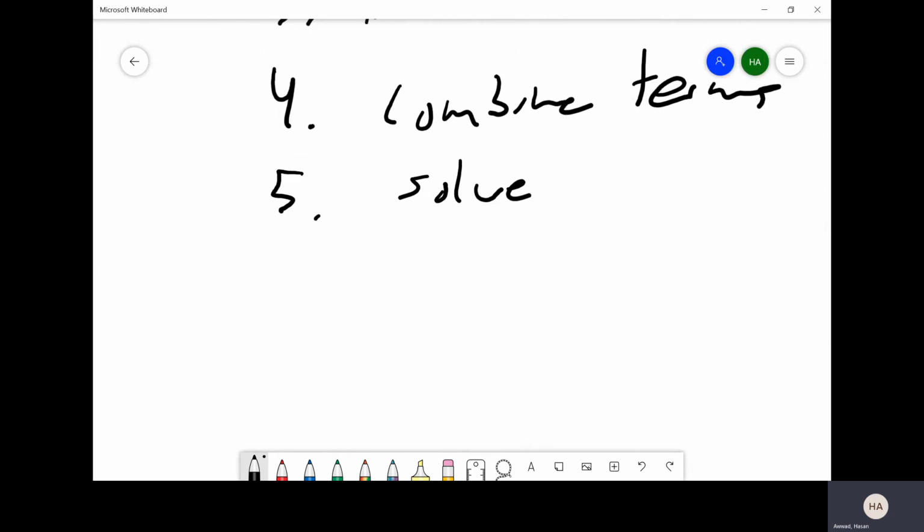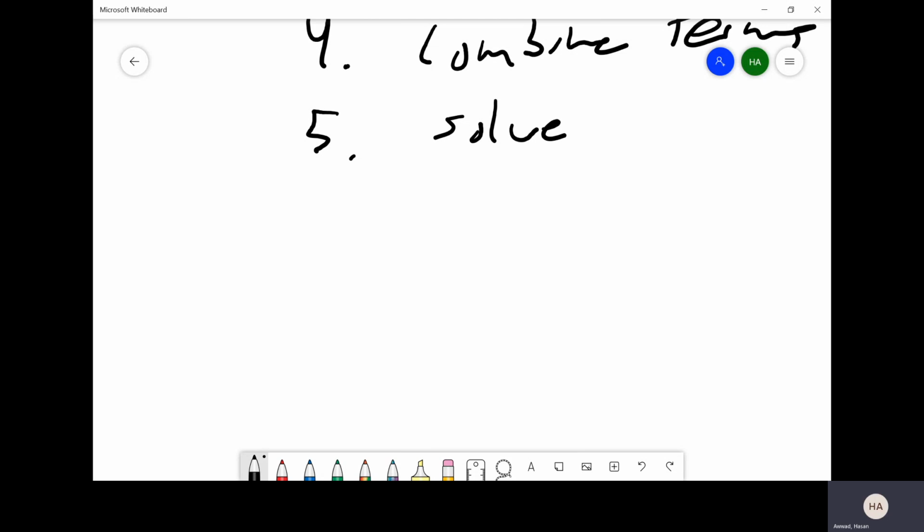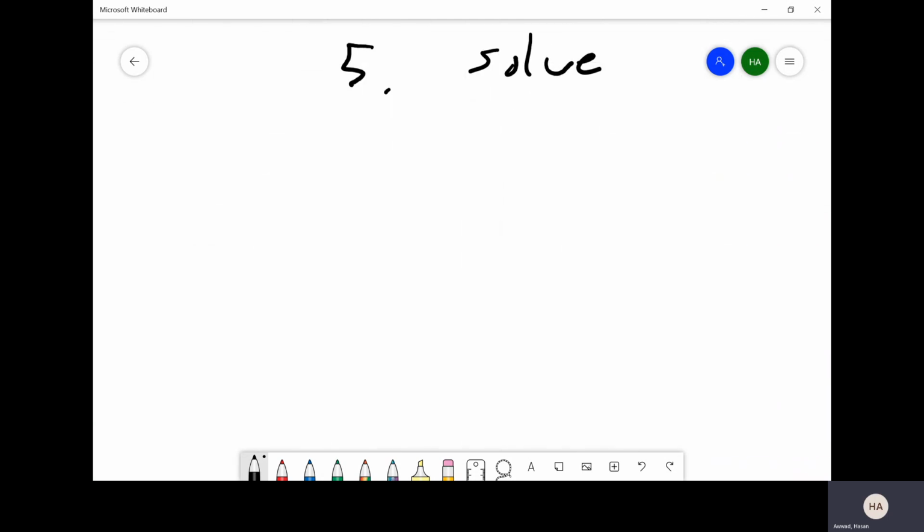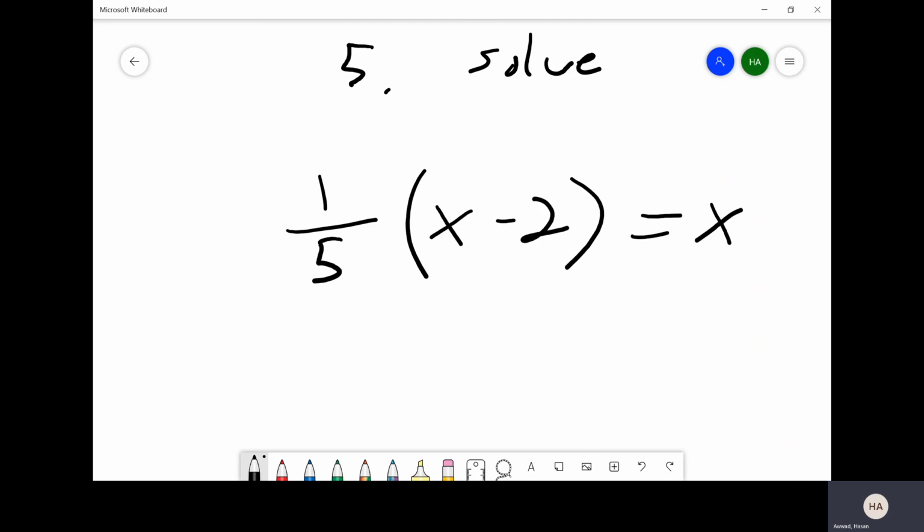Okay, so that was a lot of talking. Let's now look at a real example so that we can dive into this. So solve for x, okay? We're trying to solve for a variable x. Say our example here is 1/5 times (x minus 2) is equal to x. And now we say to ourselves, oh, we have a fraction, we have our variable on both sides of the equation. What are we going to do?